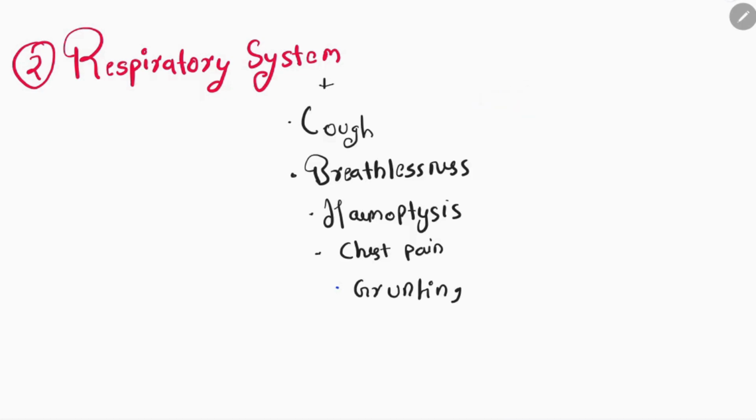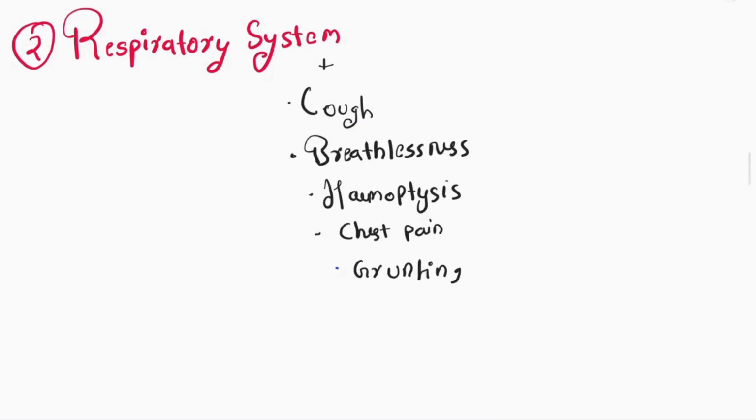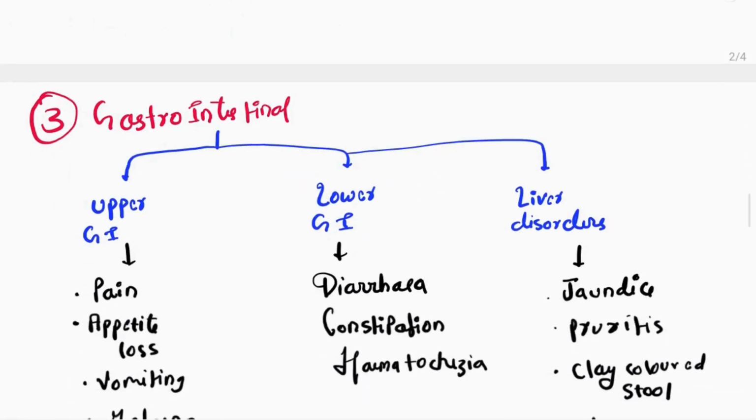You study the progression of the disease, the aggravating and relieving factors, and on the basis of all of these components, you decide whether the cough belongs to the respiratory system or to the cardiovascular system. And next we'll study the gastrointestinal system.